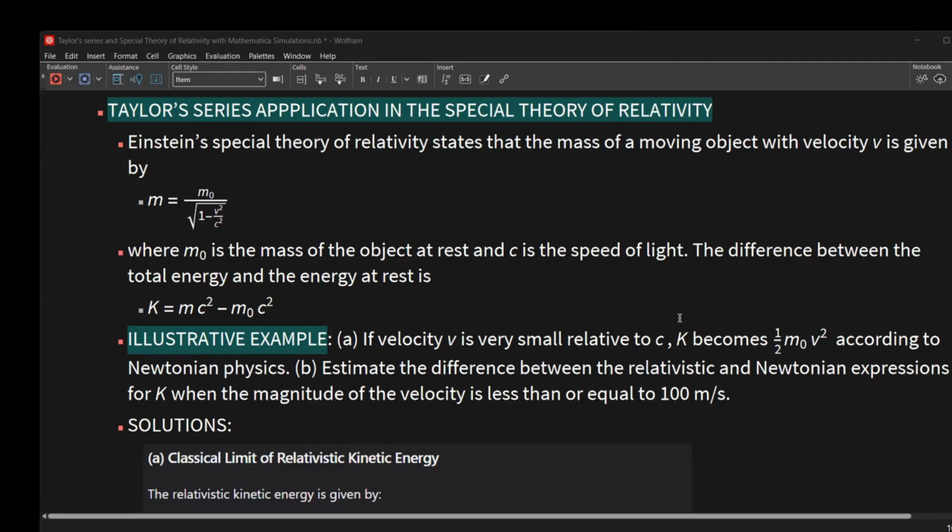Taylor series application in the special theory of relativity. Einstein's special theory of relativity states that the mass of a moving object with the velocity v is given by this equation. So mass is equal to the rest mass over the square root of 1 minus v squared over c squared, where m sub 0 here is the mass of the object at rest and c is the speed of light.